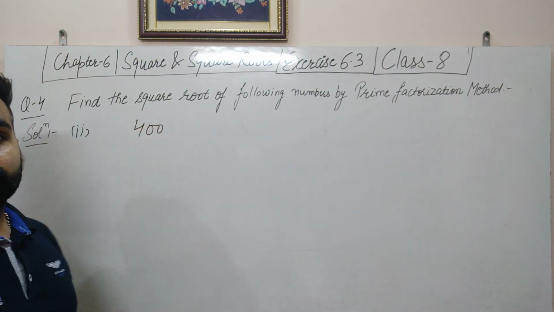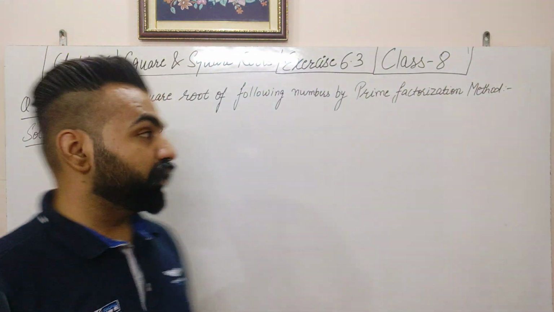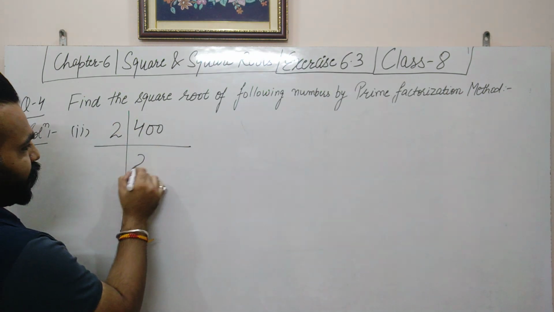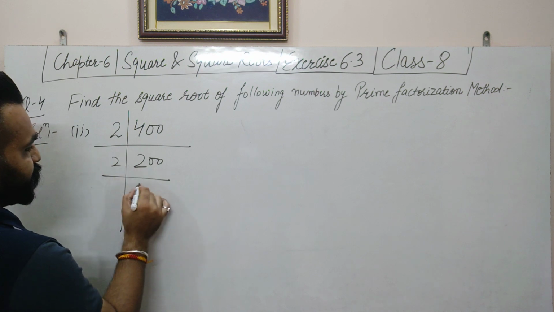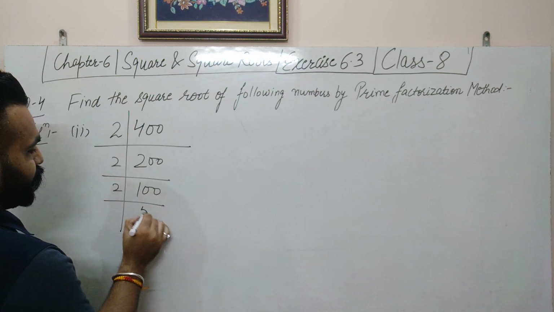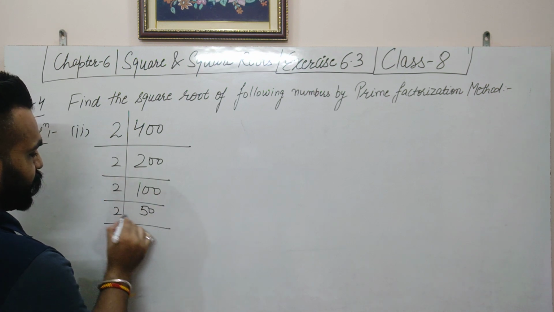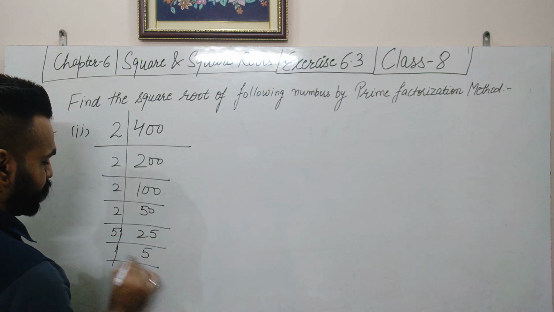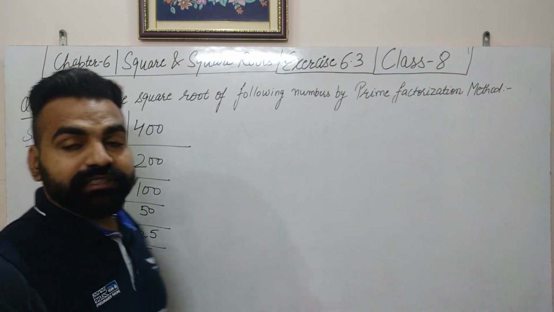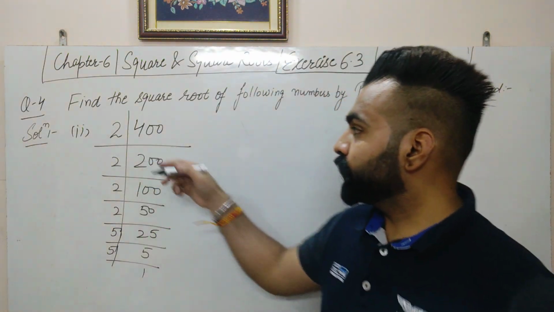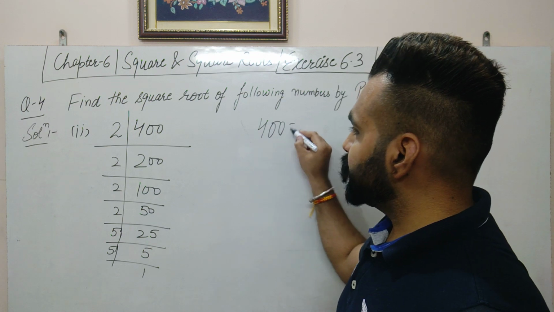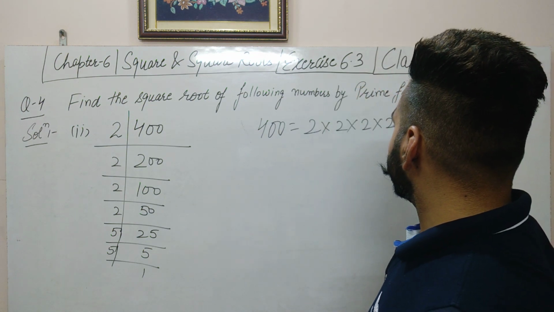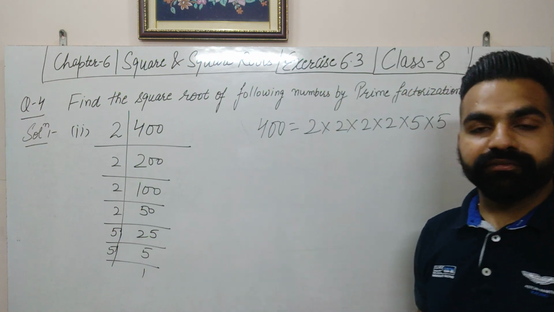So first step is to find the prime factorization of 400. So this is 2, answer will be 200 here. This is 100, 50, 25, 5 and 5 here. So this is the prime factorization of 400. So 400 can be written as 2 multiply 2 multiply 2 multiply 2 by 5 into 5. So this is the prime factorization.